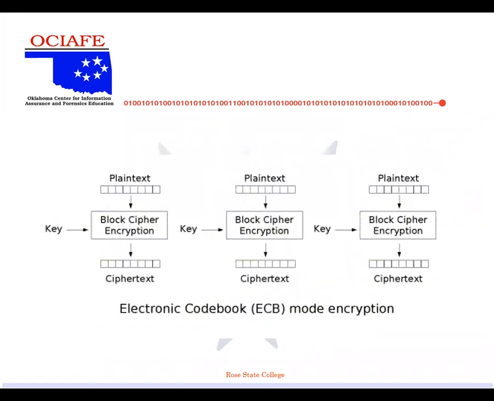Okay. Here's ECB. We take our plain text, we have our encryption cipher there, and we put our key into it. We get the same ciphertext. So the same plain text produces the same ciphertext. So with electronic code book, the same in gives you the same out.